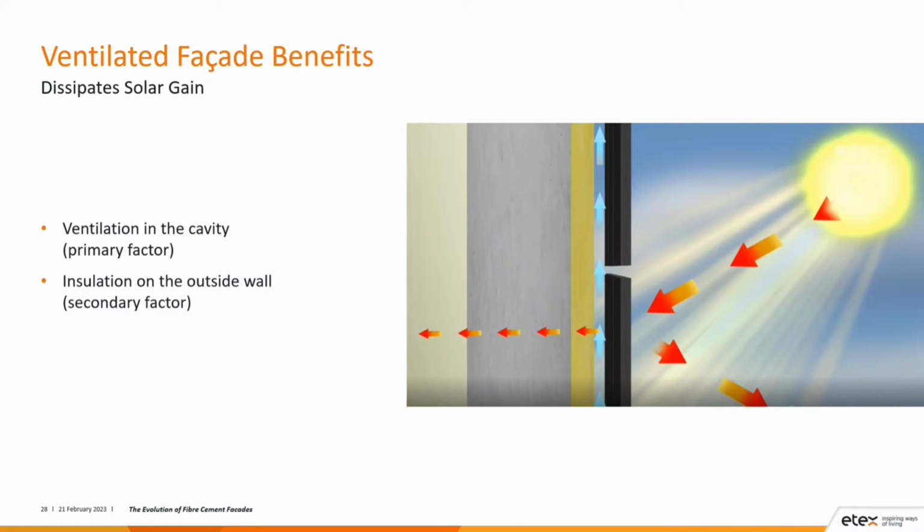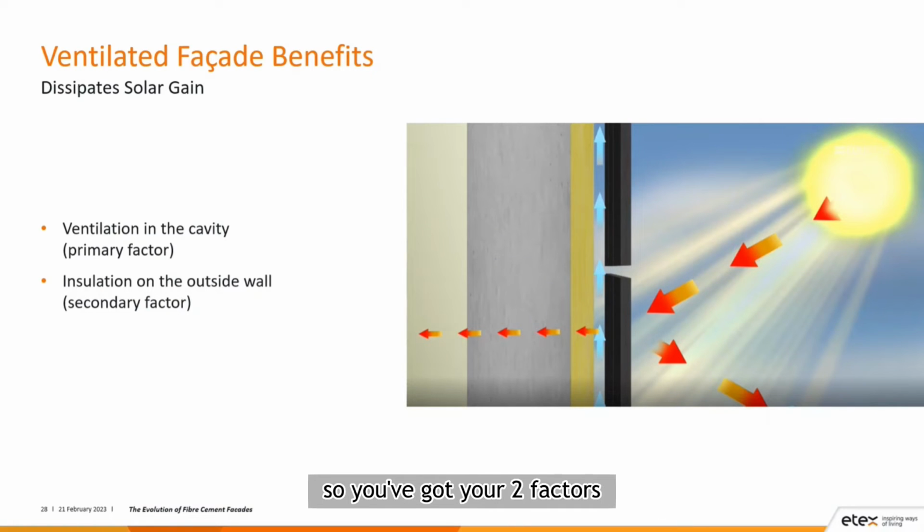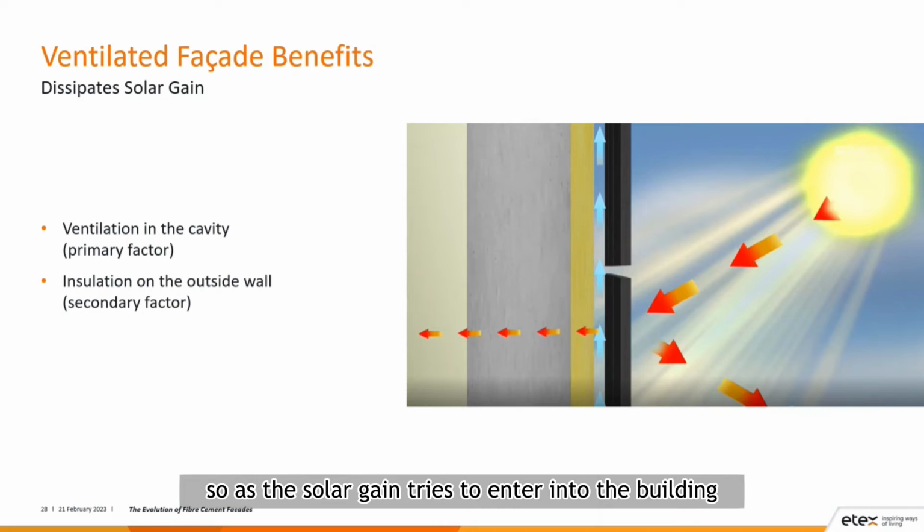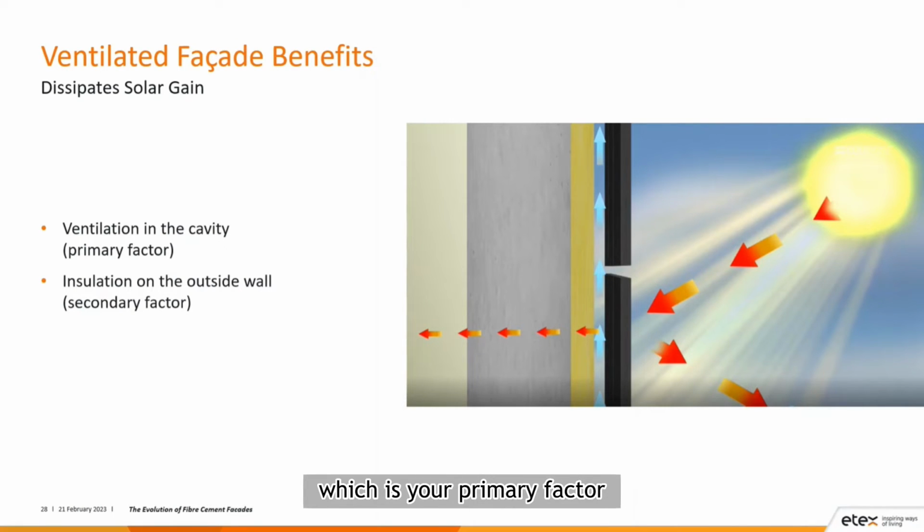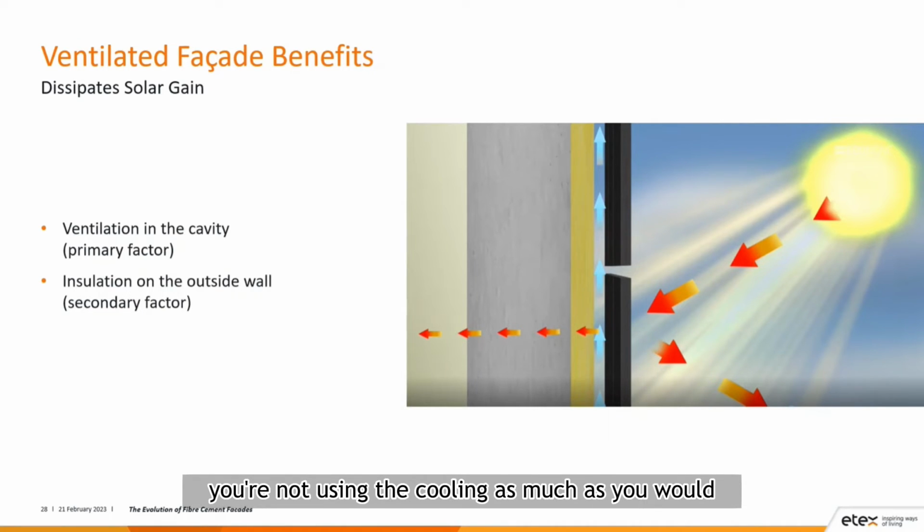Dissipate solar gain. So you've got your two factors. You've got your primary factor and your secondary factor. So as the solar gain tries to enter into the building, you have got your ventilation in the cavity, which is your primary factor for dissipating that solar gain. And then you've also got your insulation on the outside wall, which is your secondary factor to dissipate your solar gain as well. So that just ensures that in summertime, you're not using the cooling as much as you would because you have got that wall performing very well.